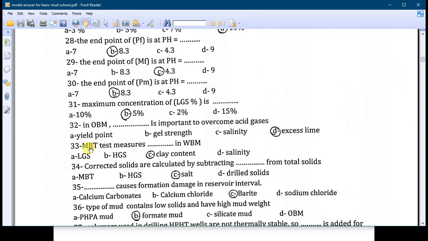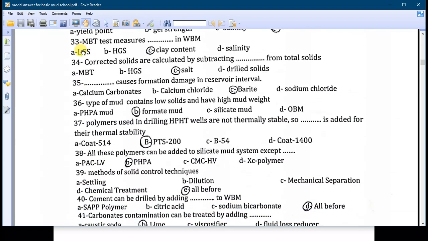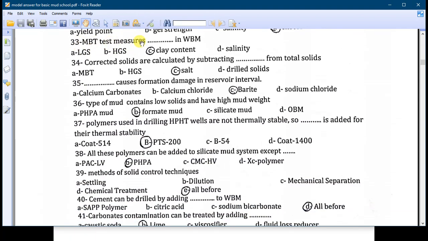Number 33, the MBT test measures what? It measures the clay content or the active clay content in the water-based mud. So number C is the right answer.